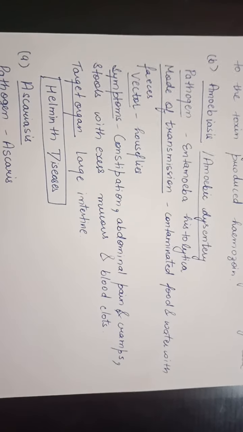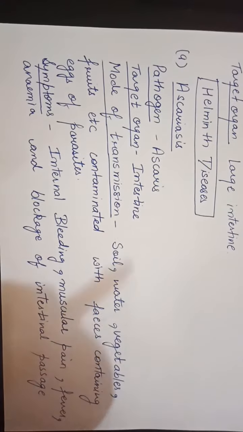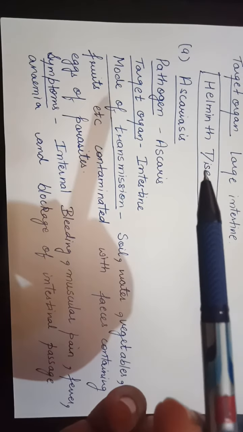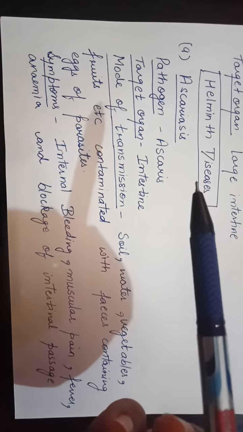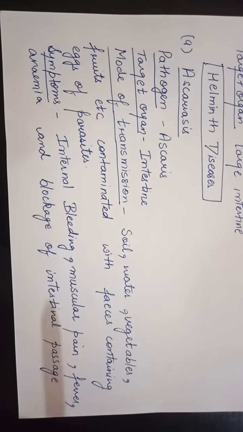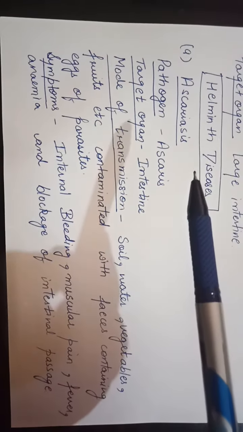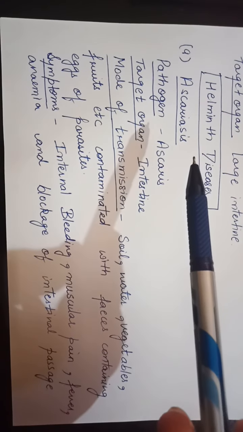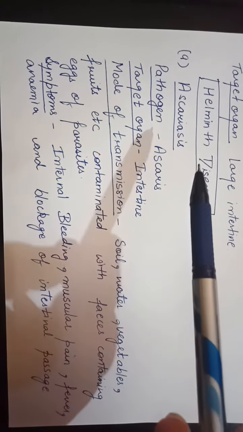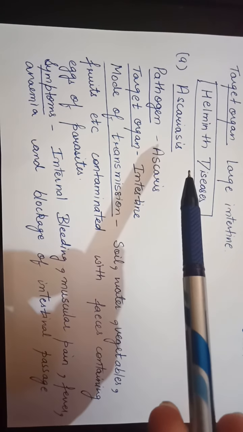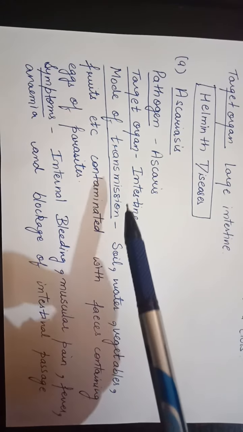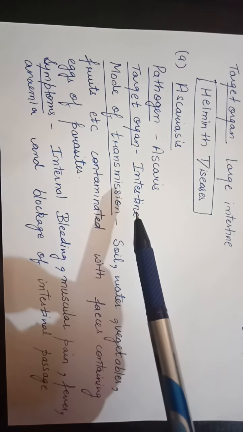Now next we will discuss the helminth diseases. Helminth diseases are caused by worms. The first is ascariasis. All of you know about the Ascaris disease, which you have studied in ninth class also. It is caused by Ascaris, and the target organ is the small intestine.